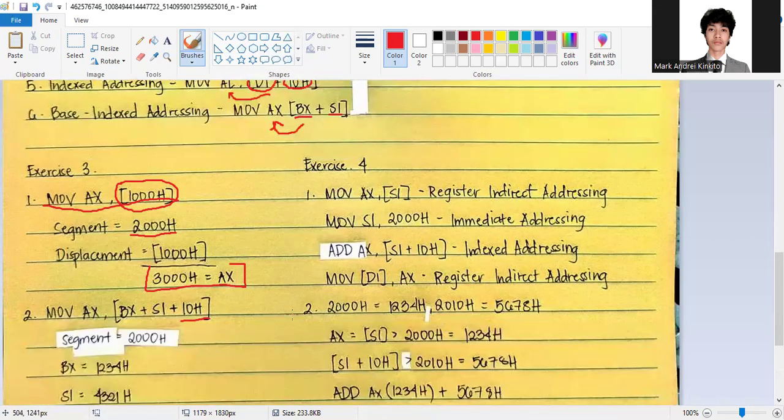And then for exercise 4, we're going to debug and analyze.